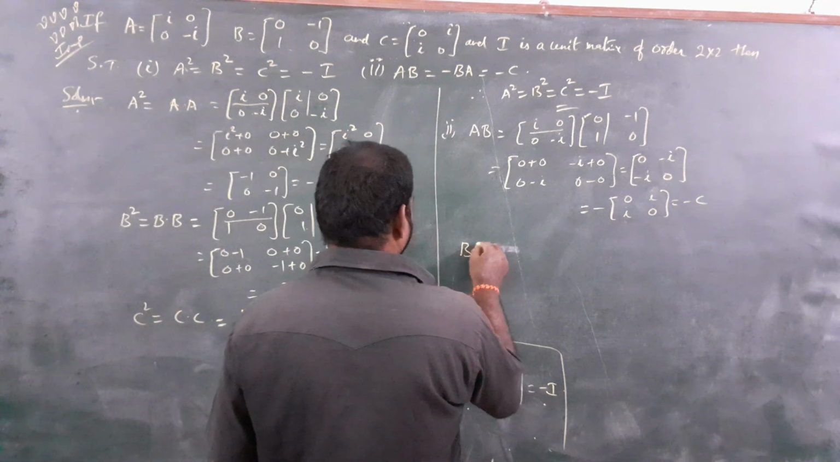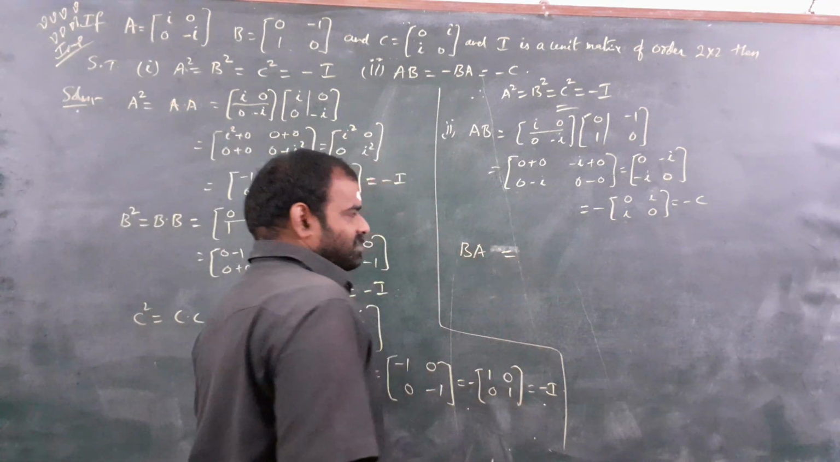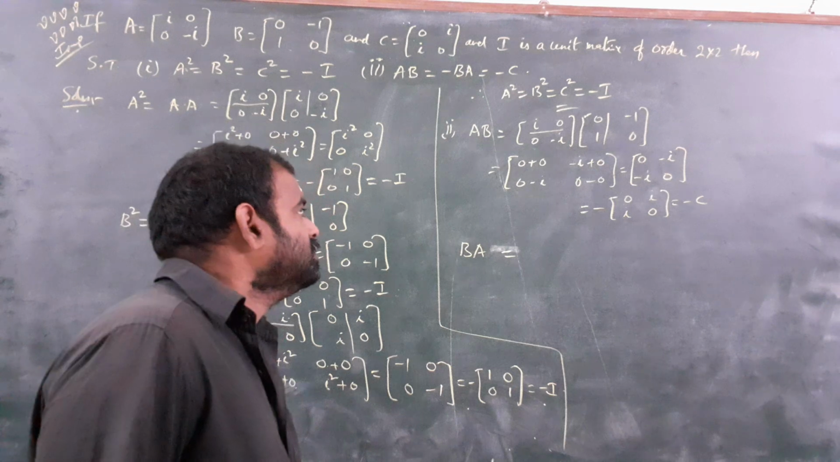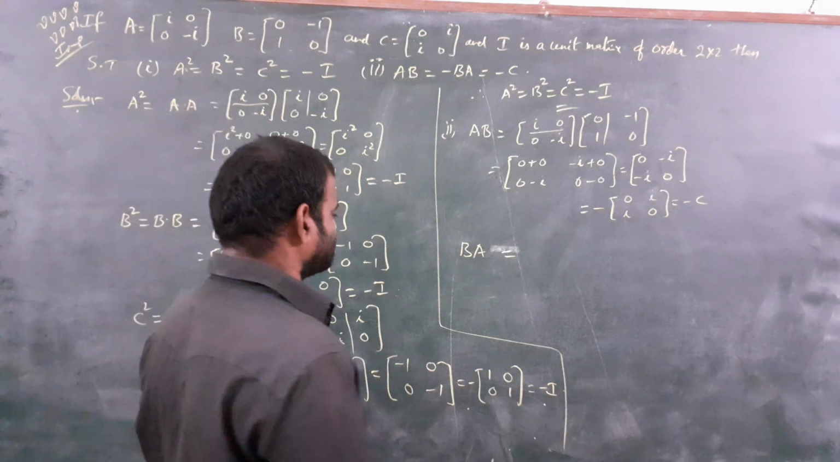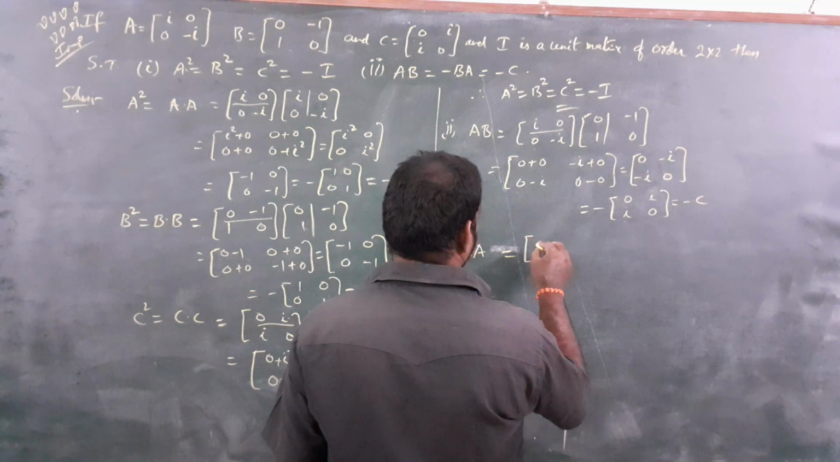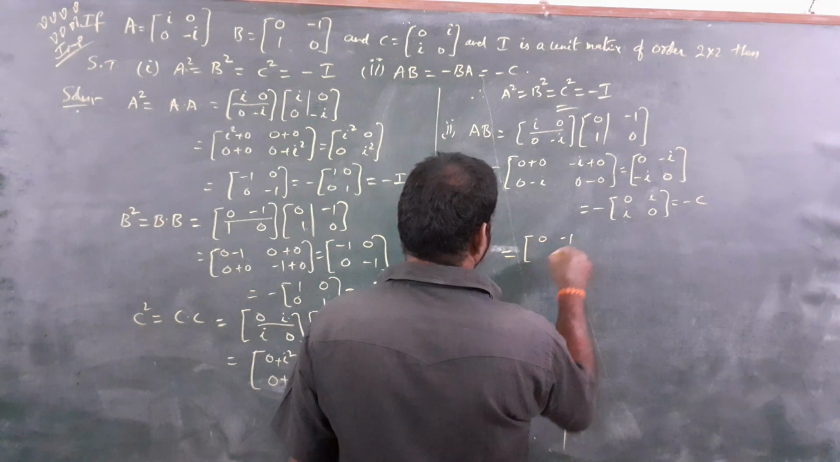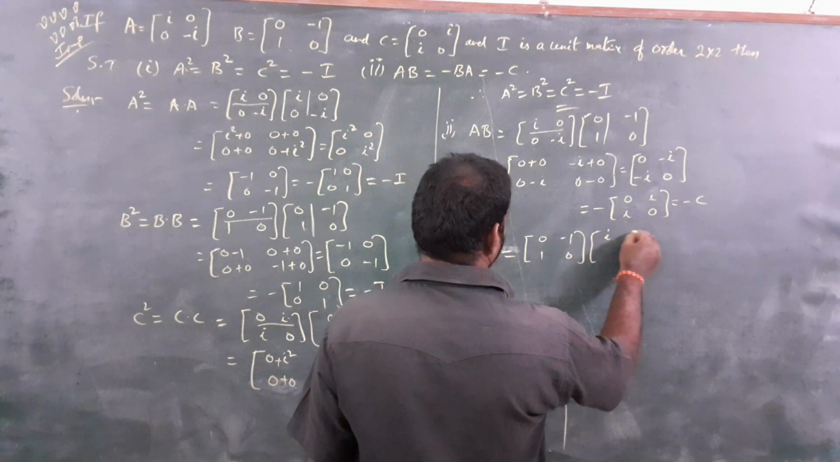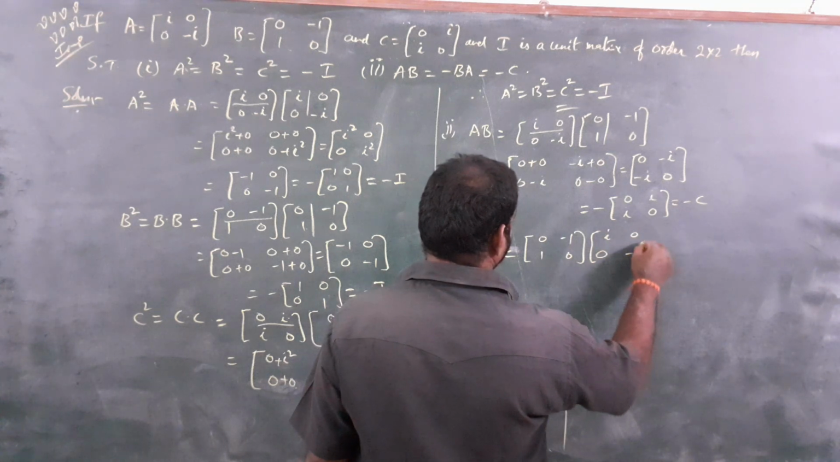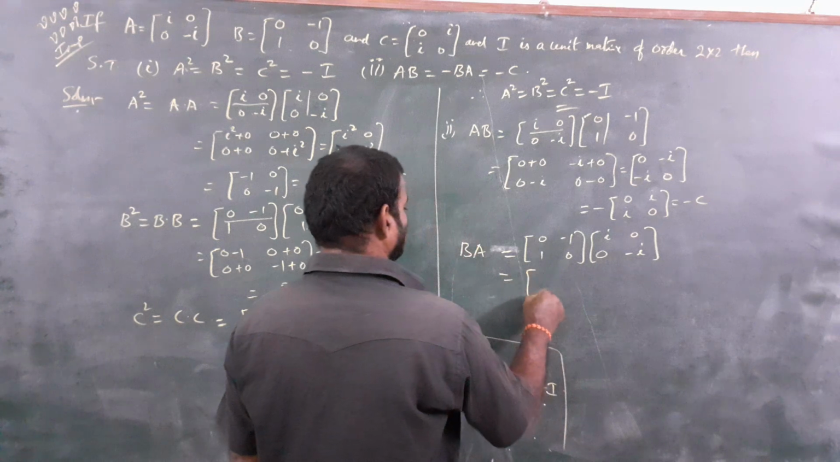Now you are going to find BA. BA is nothing but B into A. First you have to write B: 0 minus 1, 1, 0 into A: I 0, 0 minus I. So you have to multiply it.